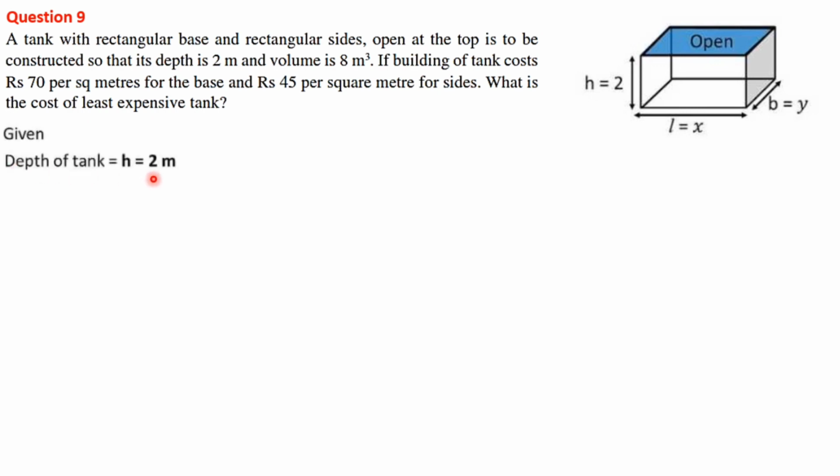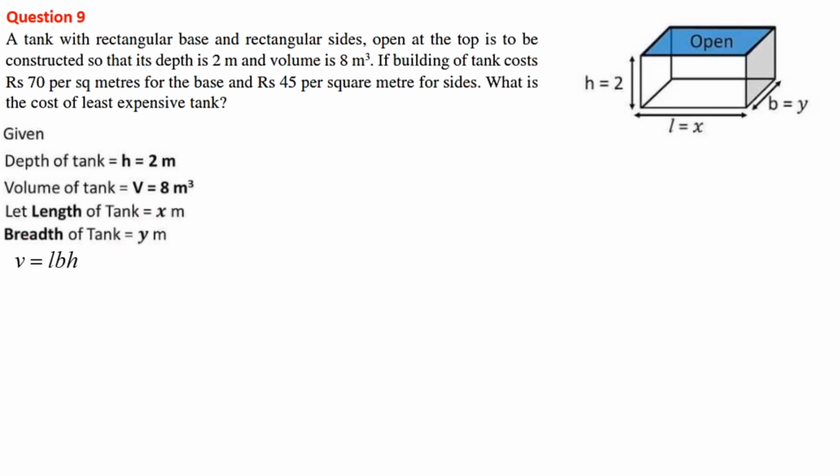Given depth of the tank is 2 meter, volume of the tank is 8 meter cube. Length of the tank we have assumed as x, breadth we have assumed as y, and we will calculate the volume. First V is equal to L into B into H. So 8 is equal to, volume V is equal to 8, is equal to 2 into x into y. So y is equal to 4 by x. Here 2 and 8 when we cancel, 4 will be coming. We will be calculating y in terms of x. So x we can take to the right side, that means y is equal to 4 by x.